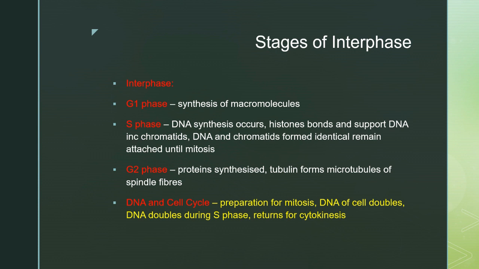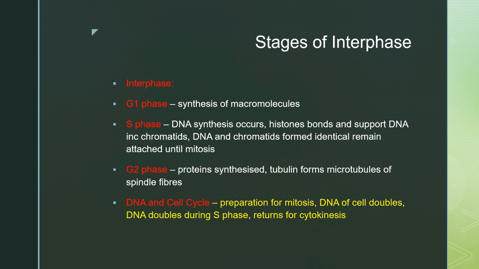So, specifically, let's go through these stages then. Interphase. G1 is basically your synthesis of macromolecules, and then your S phase will occur, which is where DNA synthesis will occur, as histones will bond and support the DNA in chromatids, with identical chromatids being formed and remaining attached until mitosis actually takes place. Then the G2 phase will occur, and proteins will be synthesized with tubulin, forming microtubules of the spindle fibers. Of course, we did talk about those earlier on in cells.